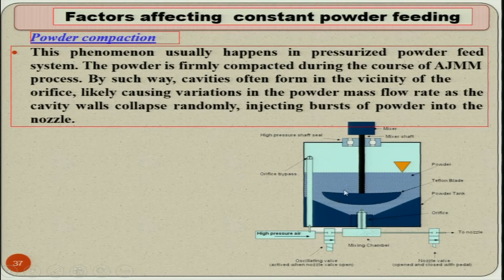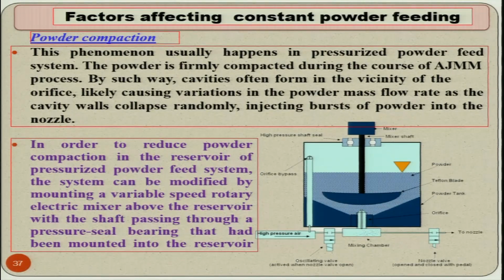So, you can see different parts over here that we have already seen, and this is the shaft, and this is the Teflon blade in the shaft, and this is the orifice, this is going to the nozzle. This part we have already seen, this is showing high pressure shaft seal.